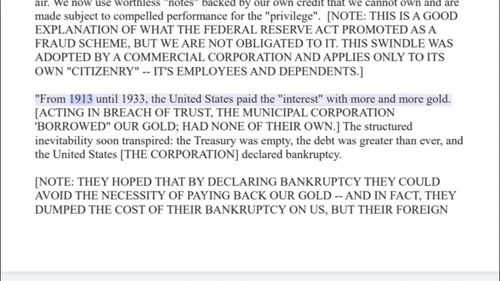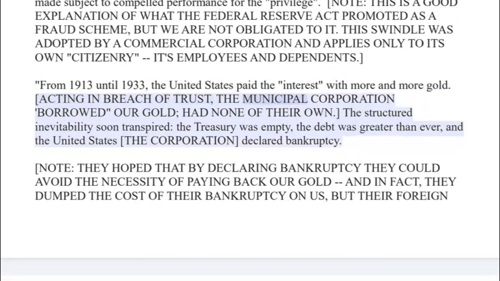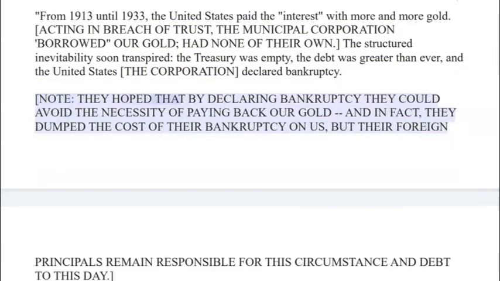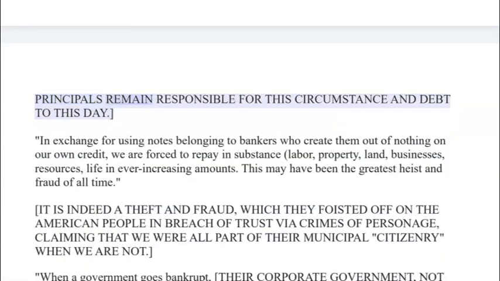From 1913 until 1933, the United States paid the interest with more and more gold. Acting in breach of trust, the municipal corporation borrowed our gold, had none of their own. The structured inevitability soon transpired. The treasury was empty, the debt was greater than ever, and the United States, the corporation, declared bankruptcy. Note: they hoped that by declaring bankruptcy they could avoid the necessity of paying back our gold, and in fact, they dumped the cost of their bankruptcy on U.S., but their foreign principals remain responsible for this circumstance and debt to this day.